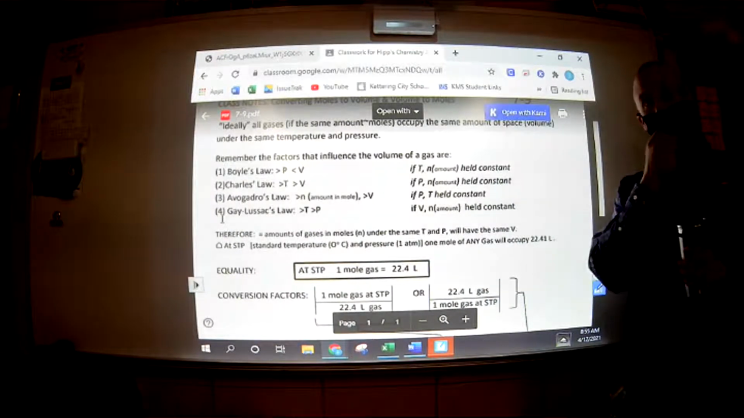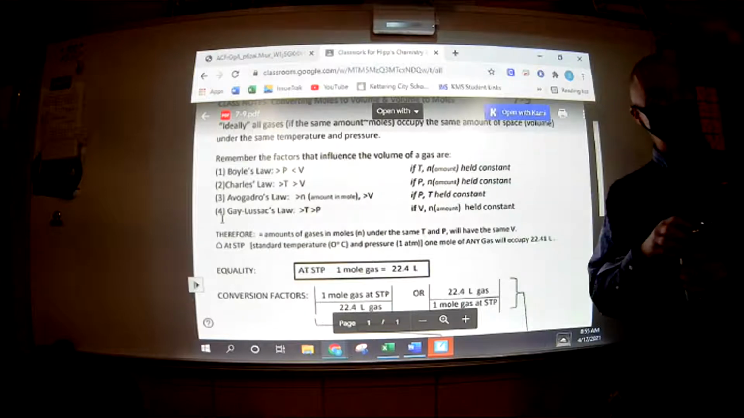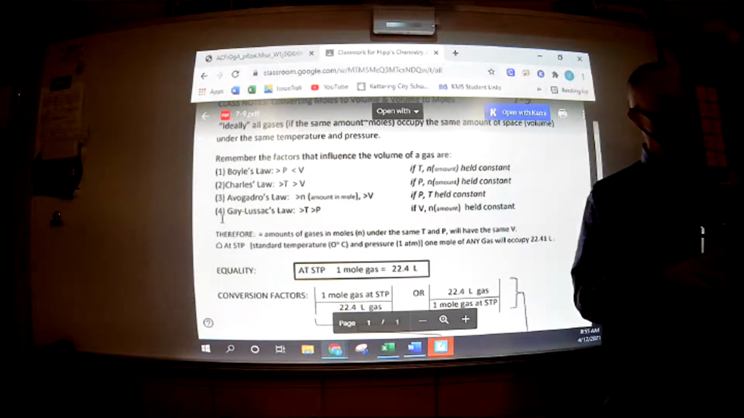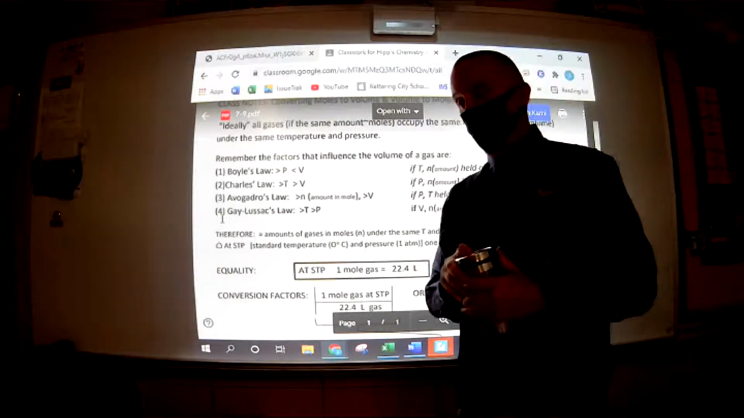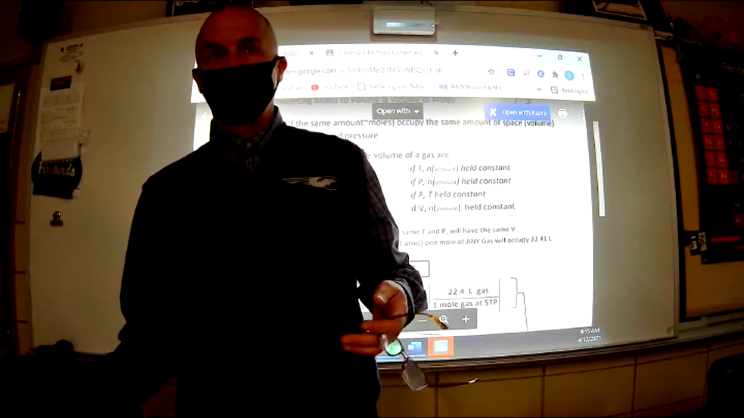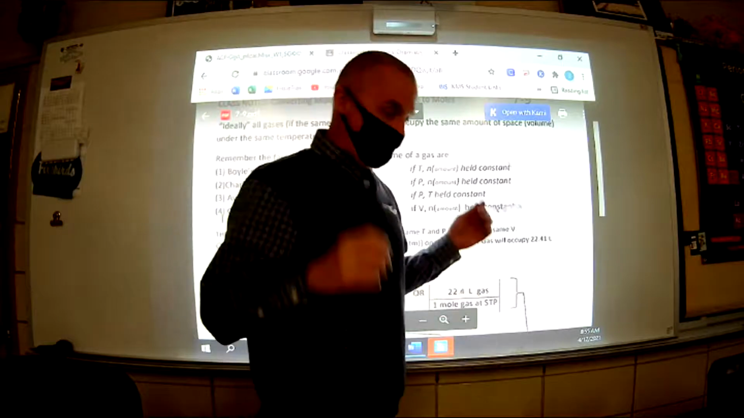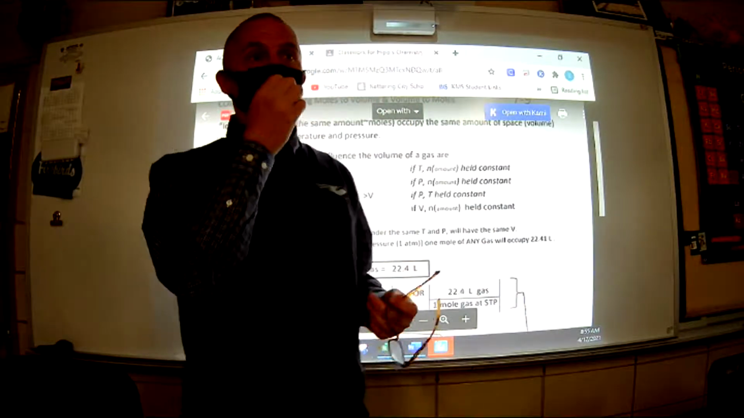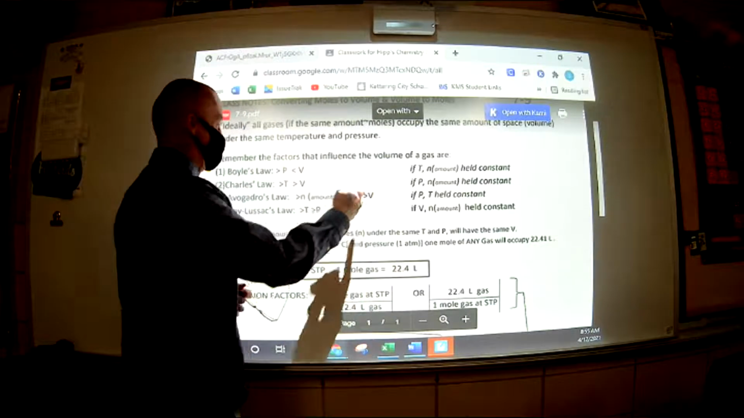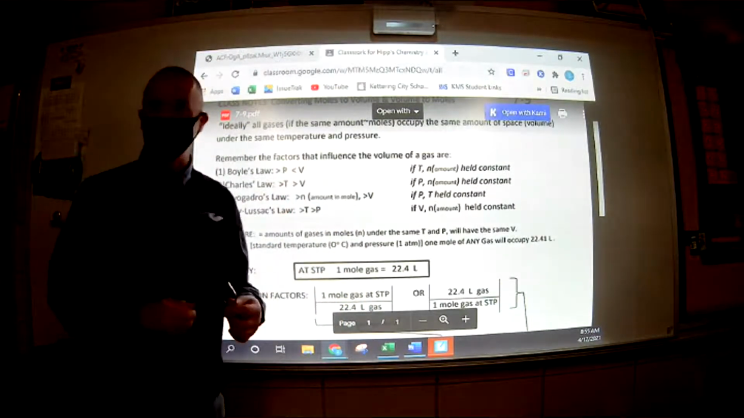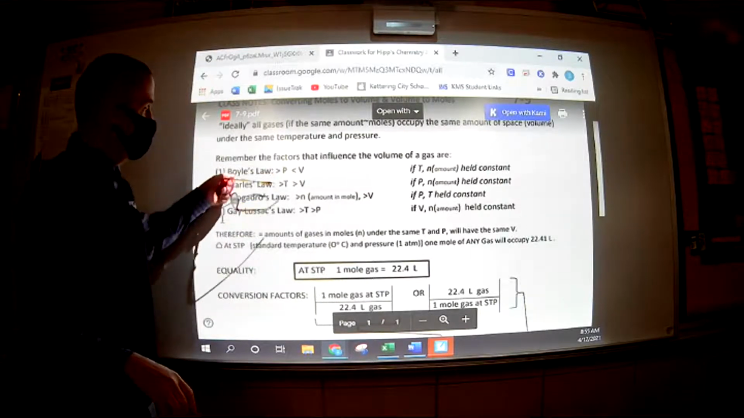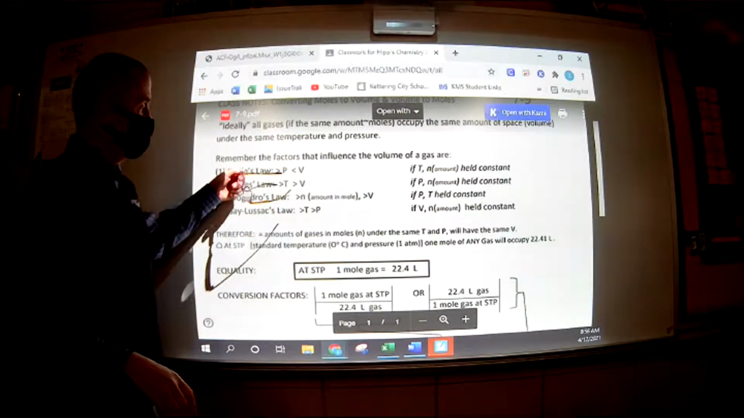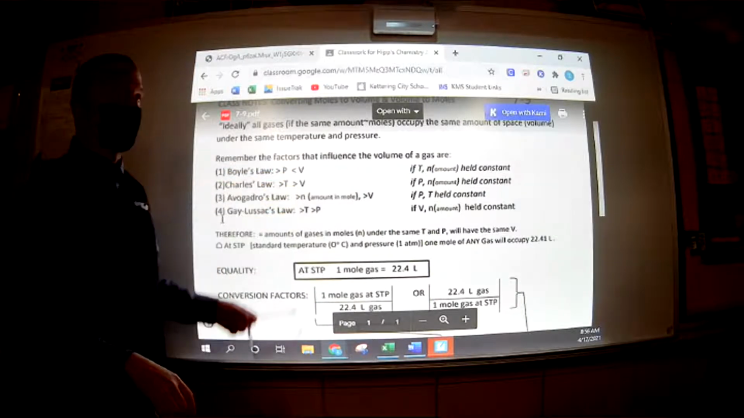Because if you change the pressure, what happens to the volume? If you increase the pressure on a gas, the volume goes down. So they have to select a pressure for standard temperature and pressure. They picked 1 atmosphere. If you increase the temperature on a gas, the volume goes up. That's Charles's law. Boyle's law: increased pressure, volume goes down. Increased temperature, volume goes up.